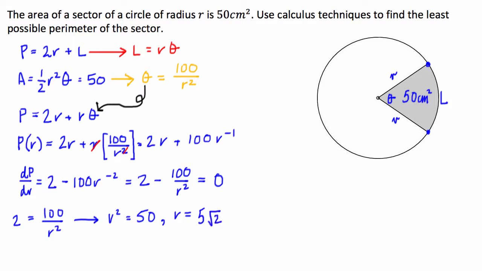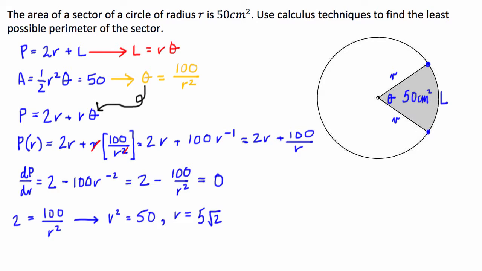Cool. So from here, guys, we're going to use this radius to calculate the perimeter. I'm going to substitute this radius into our perimeter formula, which, if I rearrange this again, is equal to 2r plus 100 over r.